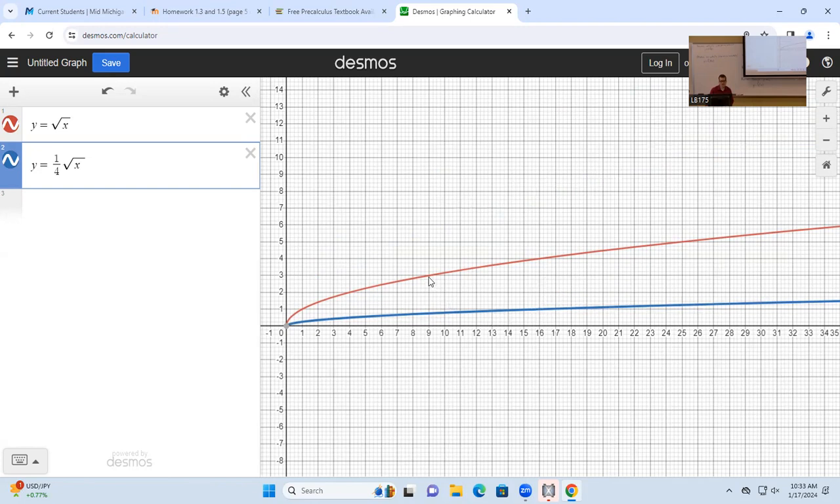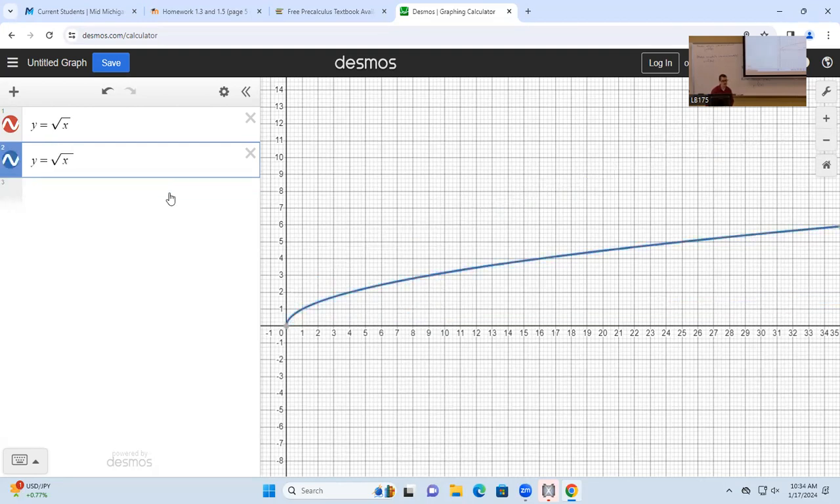And the 9.3 would now become a 9 and then 3/4 of 0.75. That makes sense. So that's what happens when you multiply a number on the outside.